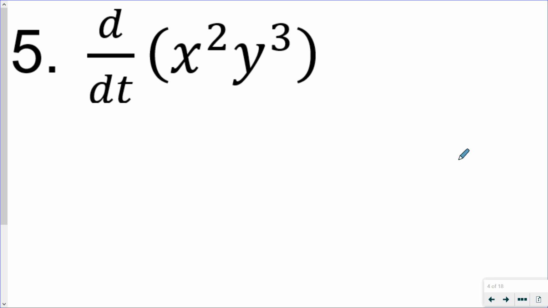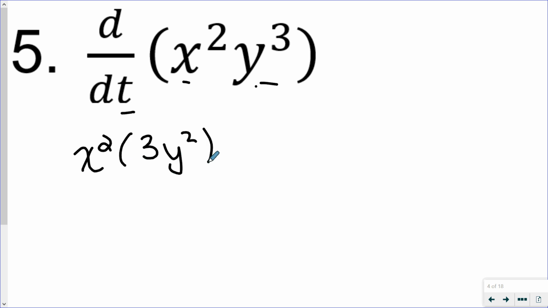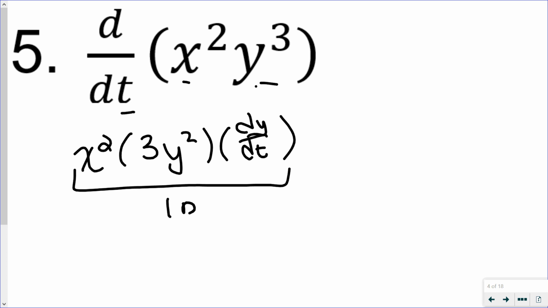Okay, let's try another one. So this one here, I'm taking the derivative with respect to time, and look, I have two variables that aren't time. Now remember, when we have two variables that are multiplied together, I need to take the derivative using the product rule. So using the product rule, I'm going to do 1d2. But I don't know the derivative of y with respect to time, so I will multiply it by dy by dt. So this here is 1d2.